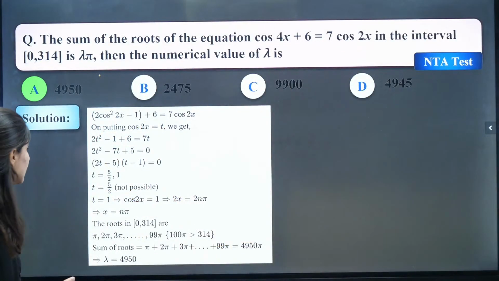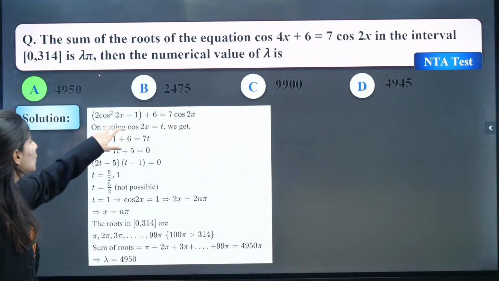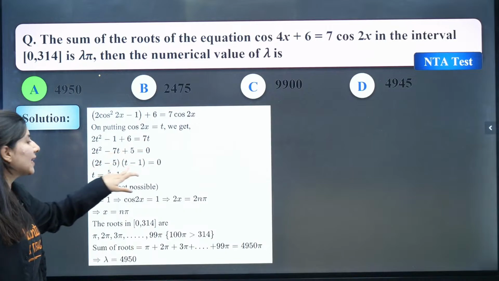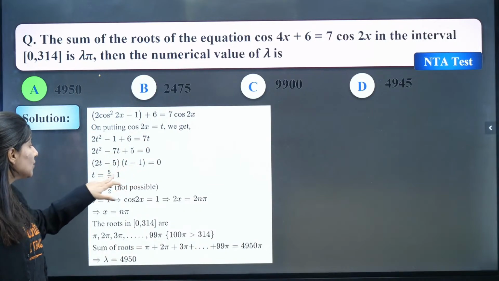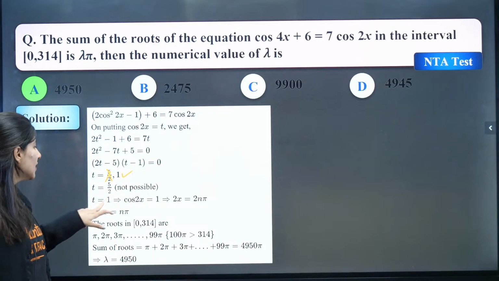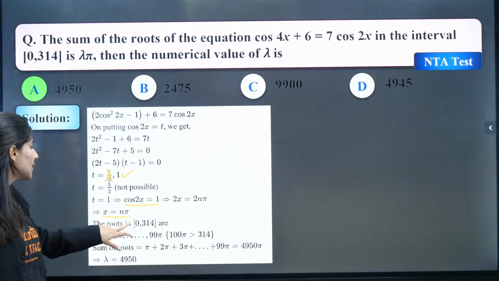Okay, all right. So this is how your solution is. You just replace this cos 4x by 2 cos square 2x minus 1. Put cos 2x is equals to t. Get the quadratic equation. T is equals to 1, comma, 5 by 2. 5 by 2 is cancelled out. 1 is here. So t is equals to 1. Cos 2x is 1. 2x is 2 n pi. X is equals to n pi.